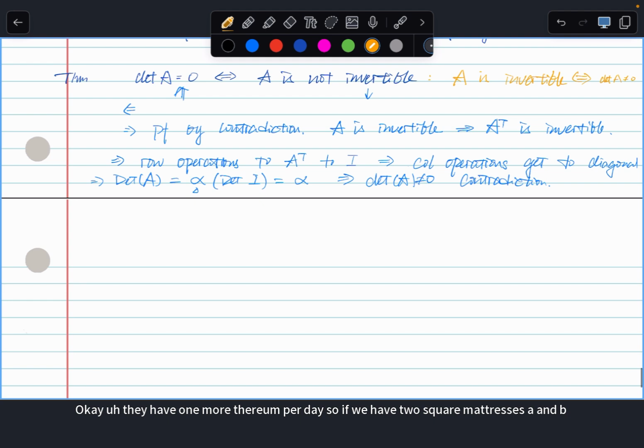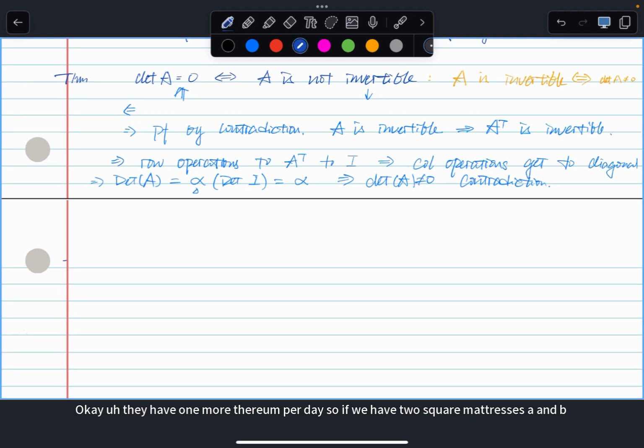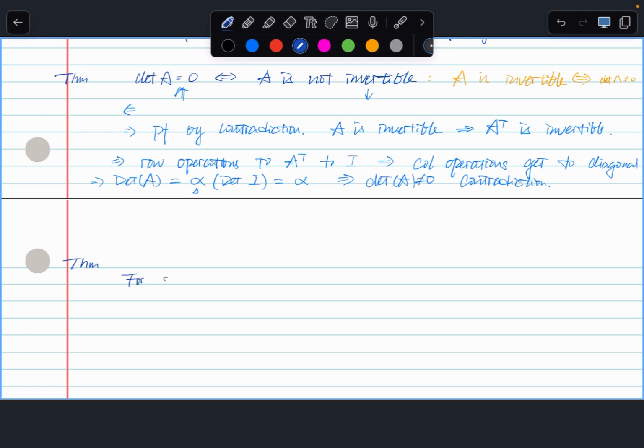All right. We have one more theorem for today. If we have two square matrices A and B, the determinant of A multiplied by B equals the determinant of A multiplied by the determinant of B.